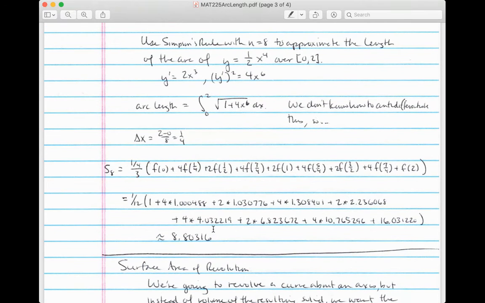So, read over the parts of the section that I suggest, and look at these examples and see if you have any questions.